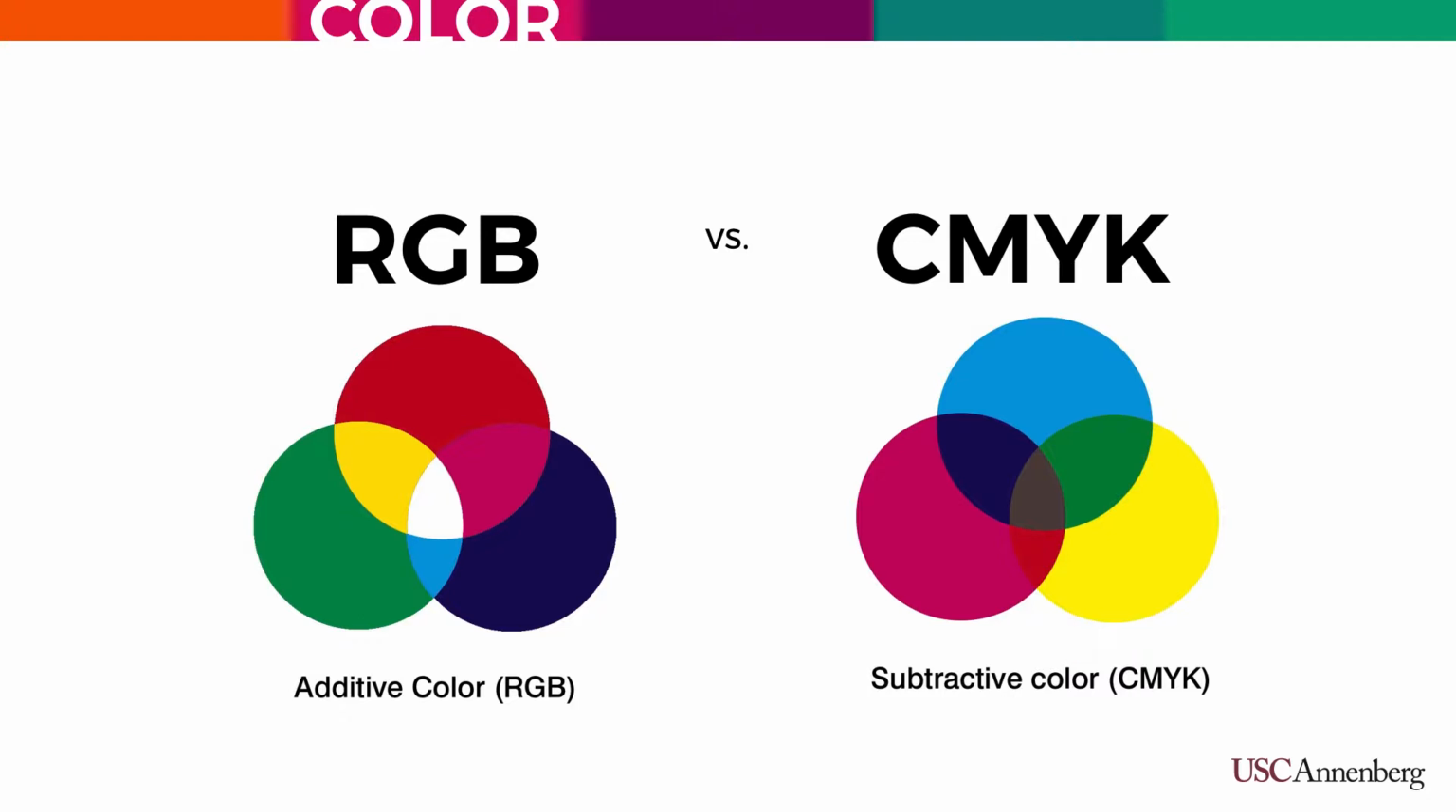CMYK is the opposing color model to RGB. It stands for cyan, magenta, yellow, and key. Key is simply another name for black. Instead of using additive types of color, it uses subtractive colors. Therefore, the more colors you add together, the darker the colors are going to be. It is used for printing.